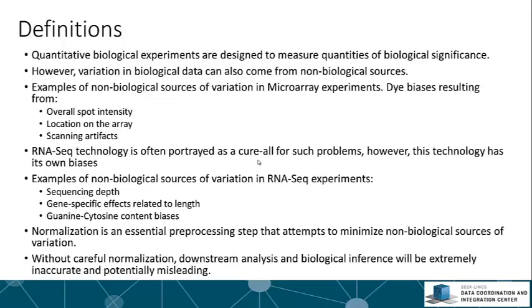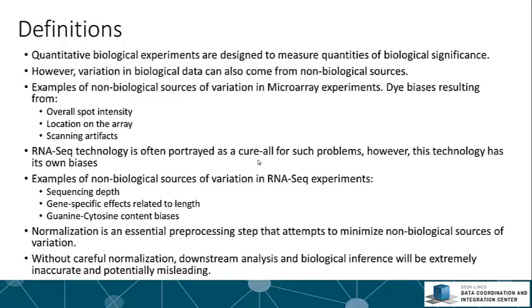RNA-seq technology is often portrayed as a solution to many of these problems. However, even this technology has its own non-biological sources of variation. These could come about from various biases. Some examples of non-biological sources of variation in RNA-seq data are the sequencing depth, so how many reads are counted in a given lane, and gene-specific biases that are perhaps related to their length. And there are also biases that are related to the guanine cytosine content.